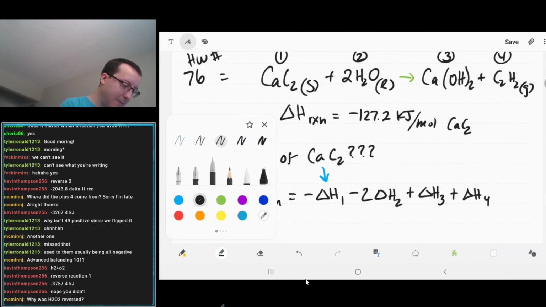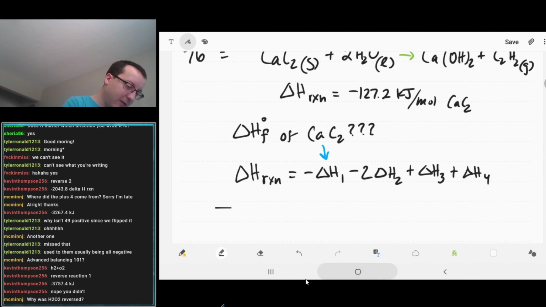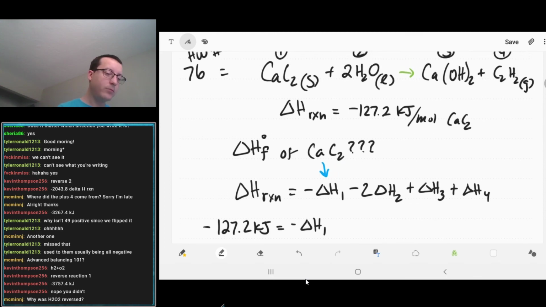So we know this has already told us that our delta H reaction for 1 mole of calcium carbide is given. We do not know the delta H1, that's what we're looking for. And so we would just look up the other ones on our table. So we have liquid water, which is negative 285.8.